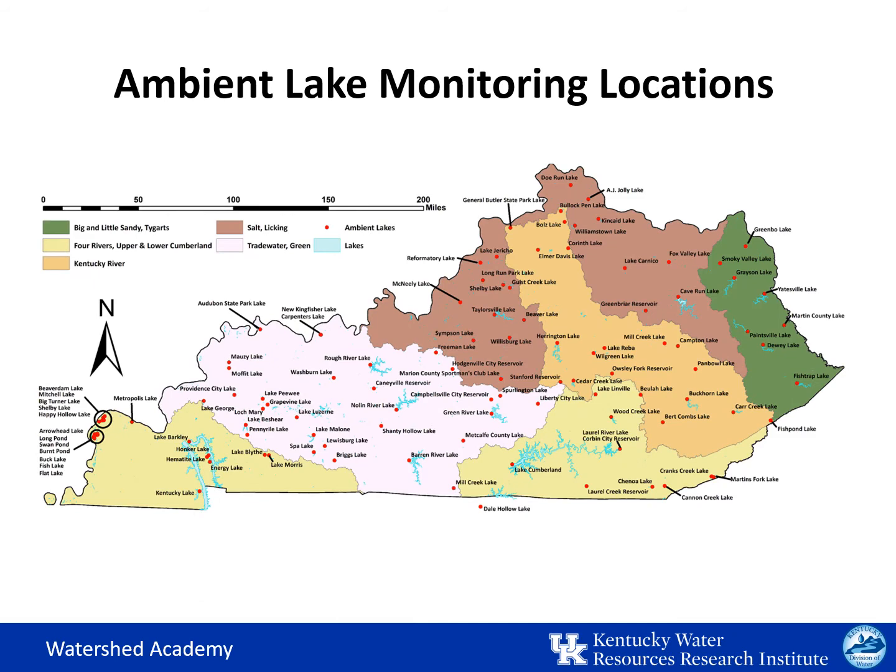This map shows the locations of all lakes that are sampled through Kentucky's Ambient Lake Monitoring Program. The Division of Water's Water Quality Branch is responsible for this effort. In 1981, Kentucky created a lakes monitoring program that would satisfy the Clean Water Act Section 314 goals to assess all publicly owned lakes in the state.